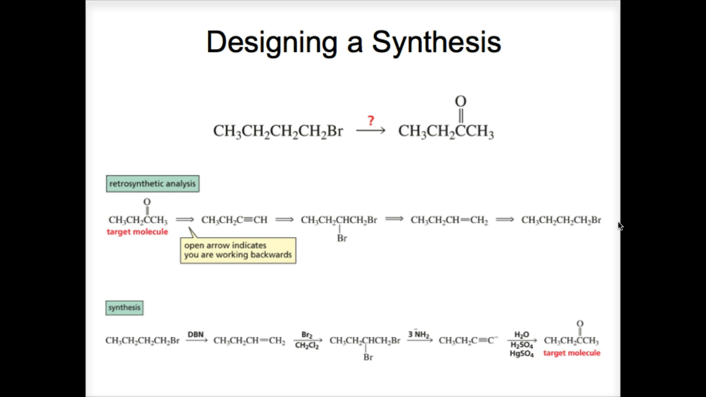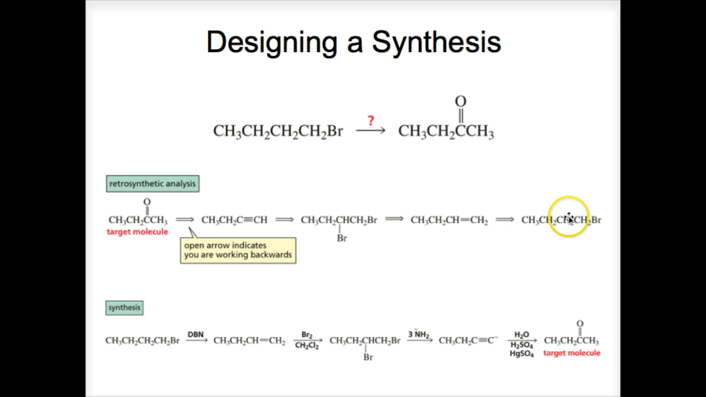Here's the fifth example, designing a synthesis. First, how can we prepare ethyl-methyl ketone from 1-bromobutane? Of course, this is the starting material, this is the target. Retrosynthetic analysis, we can start with the target material and think backwards one step at a time. From here, we could have had a triple bonded molecule, an alkyne, on all the way back to our starting material.